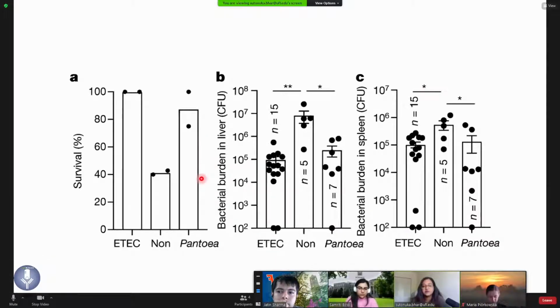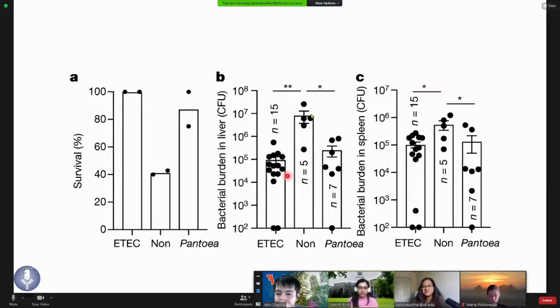The survival of the Pantoia vaccinated mom's pups was almost as good as the ETEC vaccinated mom's pups. That means the vaccination is happening and it's good enough. So in the survival, is that an N of 2? Oh no, they repeated these experiments twice. In the first group, the N was 12 and 7, and in the second experiment the N was... Oh, I see. Okay, so these are averages of the first and second experiment. I also thought, how do we have an 80% mouse survival? Yeah, doesn't make sense.